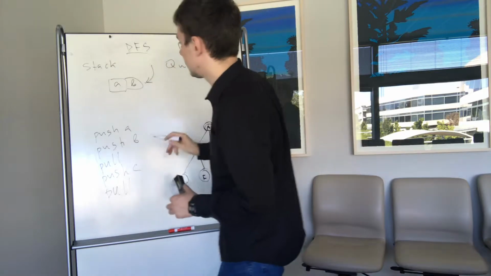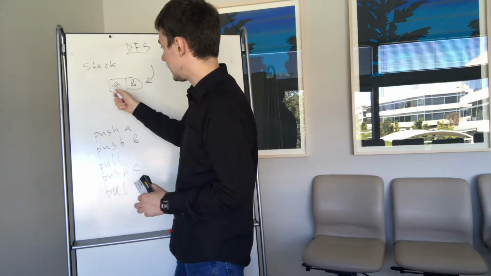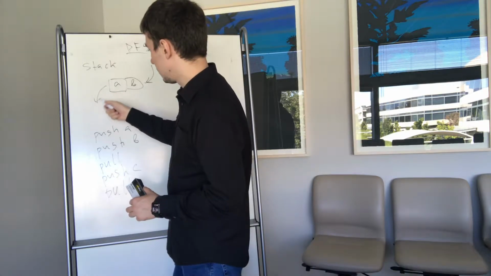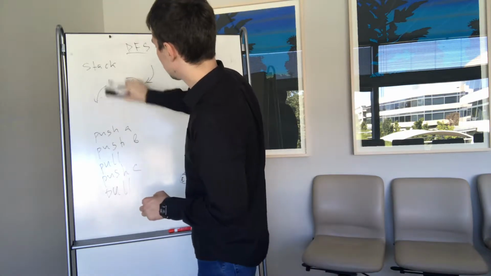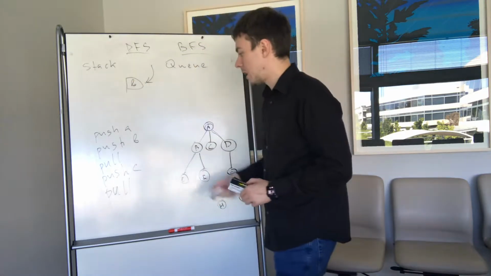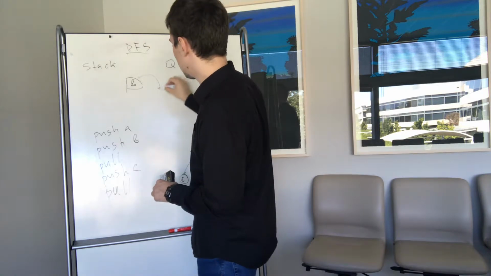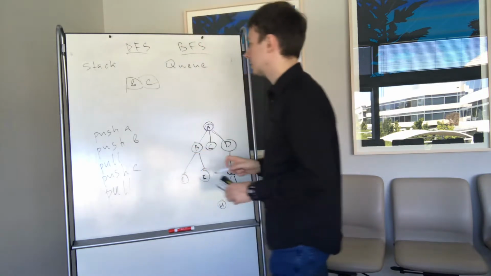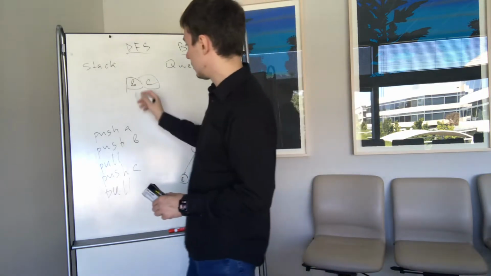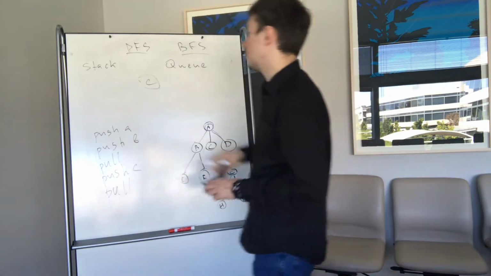We push it here. After we pull an element, we will pull this element, so it will look like this. B. Now B is the only element in the queue. After we push C, we push it here, and the queue will look like this. And after we pull the element, we will pull B. And the queue will look like this.